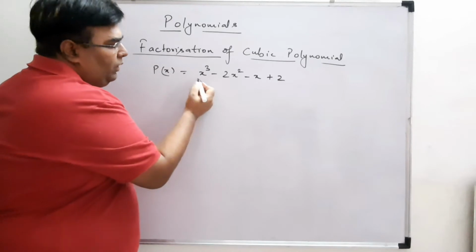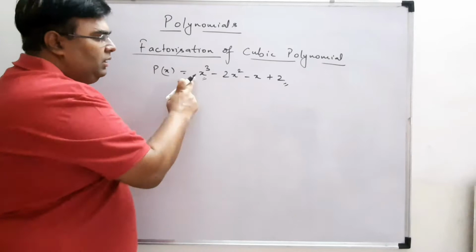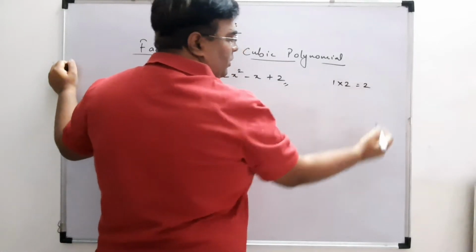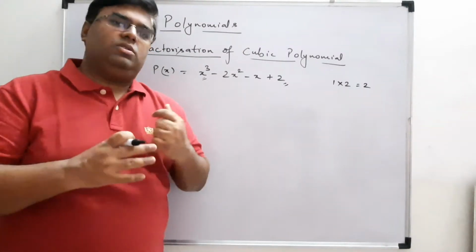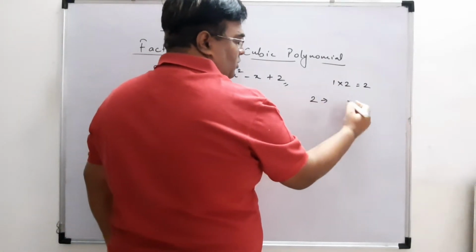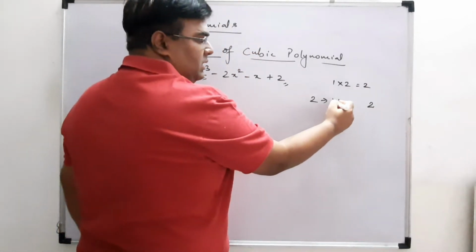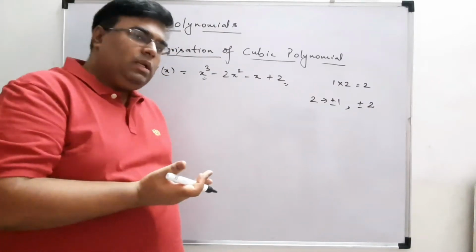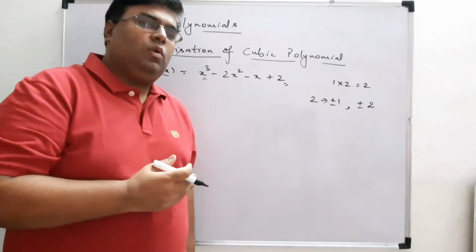We multiply the coefficient of x cube and the constant term. Here the coefficient is 1, so if you multiply you get 2. Then we will write all the factors of 2. What are the factors of 2? Factors of 2 are 1 and 2, and we will take both signs, plus and minus. So plus 1, minus 1, plus 2 and minus 2. So these are the 4 factors of 2.